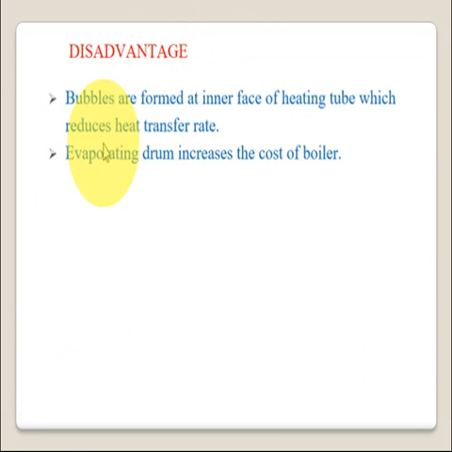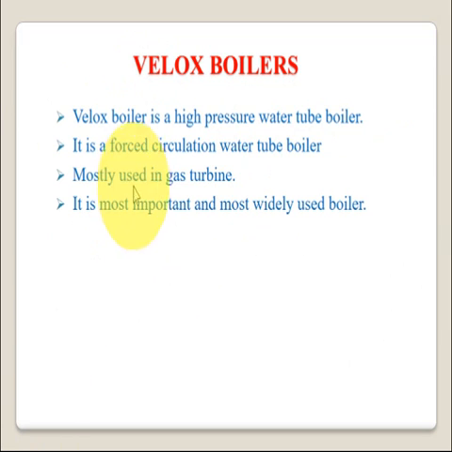Disadvantages: bubbles are formed at the inner face of the heating tube, which reduces the heat transfer rate. The evaporating drum increases the cost of the boiler. These are the disadvantages of the Loeffler boiler.